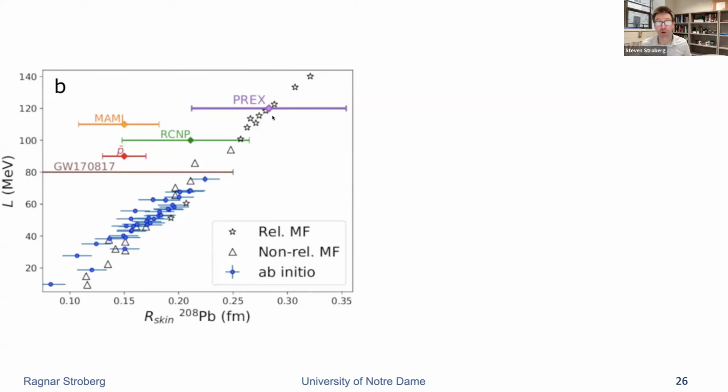Now, there could be some sort of loophole here, in that when we did this, we only worked at one particular cutoff. It was somewhat low, and so maybe the cutoff was too low. We could have regulator artifacts, and if you raise the cutoff, then all of a sudden it shifts things up in that direction. I don't think that's terribly likely, but it's something we need to explore on the theory side. But if this tension remains, then I would call this a crisis for nuclear theory.